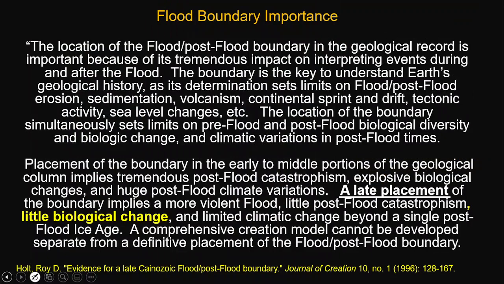Let's let the young earth creationist literature speak for itself for a moment. I think this introduction to a paper that discusses the flood post-flood boundary illustrates exactly what's at stake here. Roy Holt in 1996 wrote this paper, Evidence for a Late Cenozoic Flood Post-Flood Boundary. And in there he says, the location of the flood post-flood boundary in the geological record is important because of its tremendous impact on interpreting events during and after the flood.